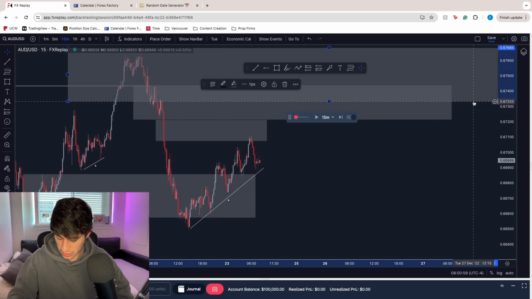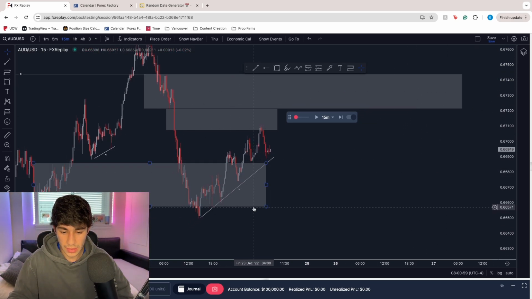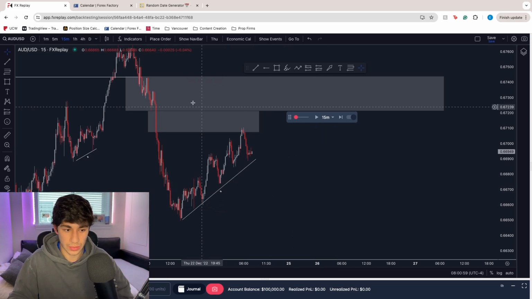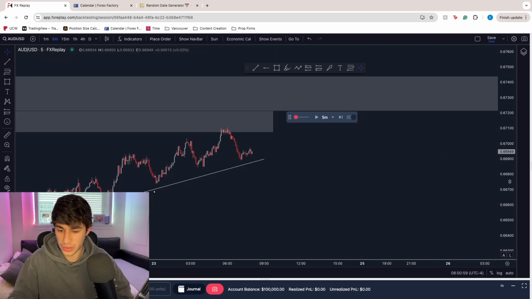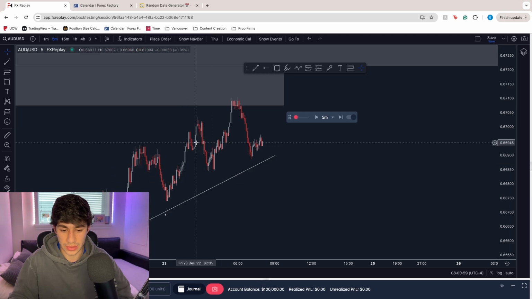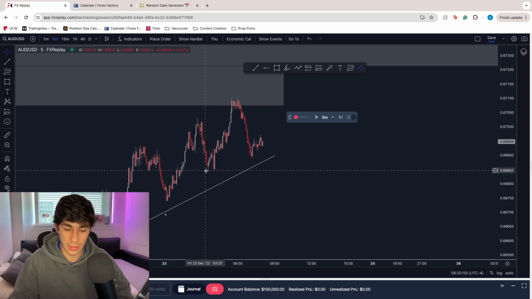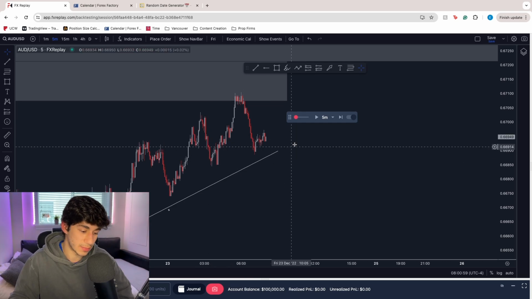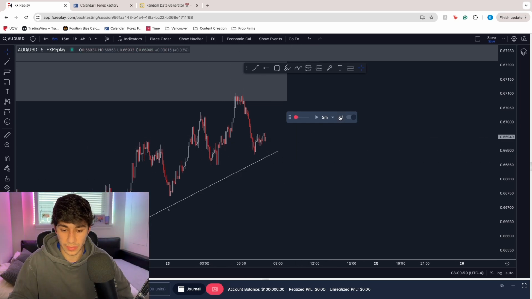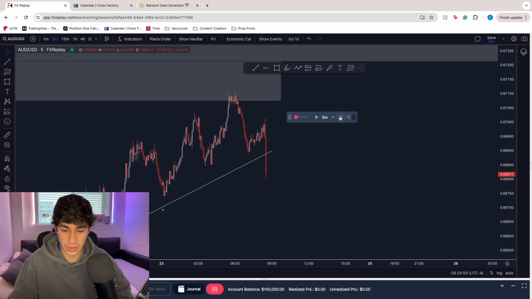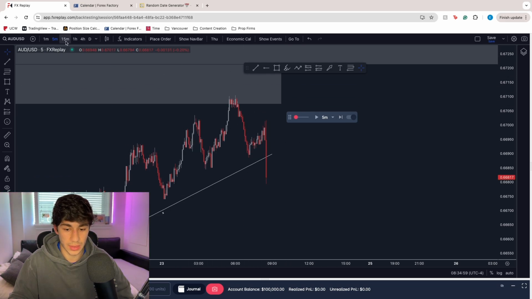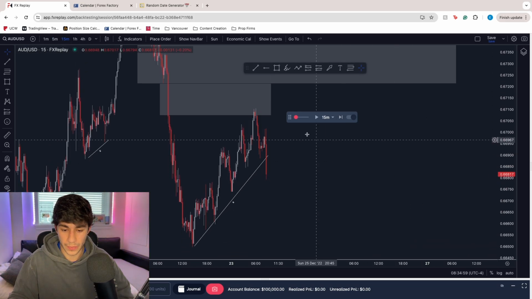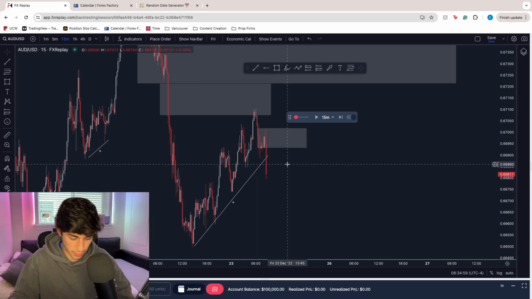Let's erase this here as well as this. So let's see if there's a nice break of structure, because you can see, low, high, higher low, so still respecting an uptrend. So let's see if there's a break of structure. So there you go, there's the break of structure. So I would like for price to reject to this point.